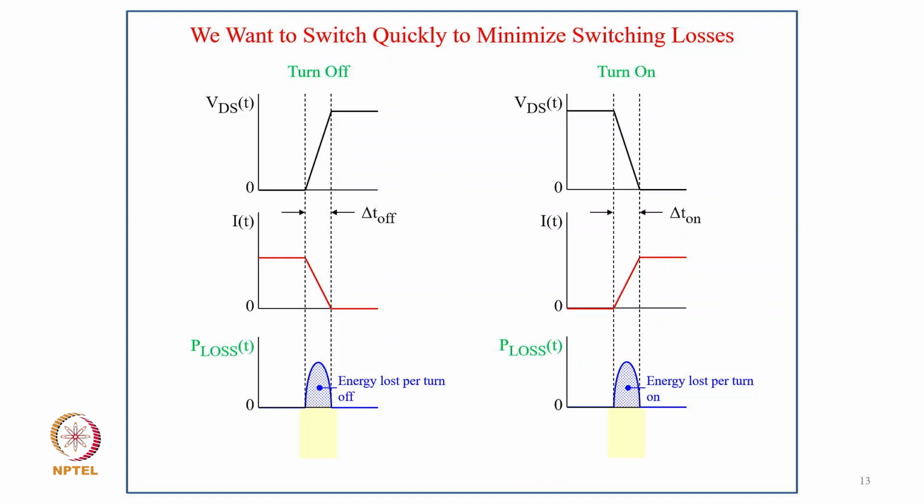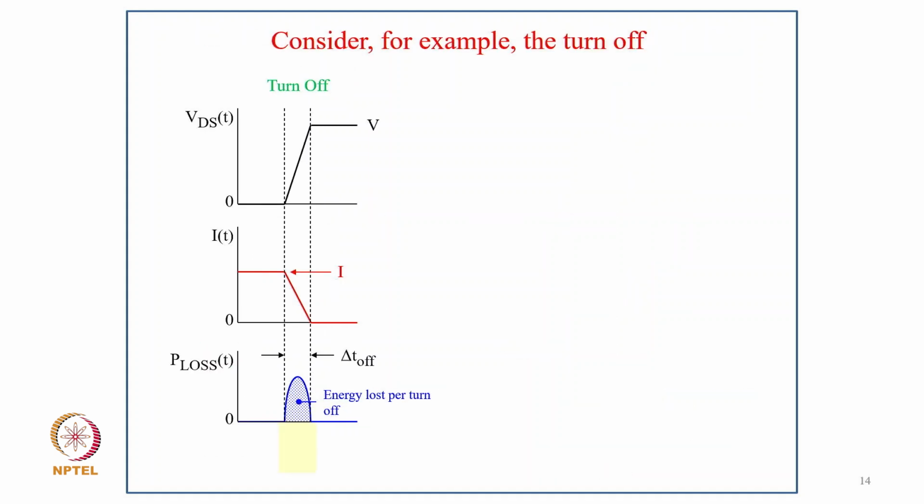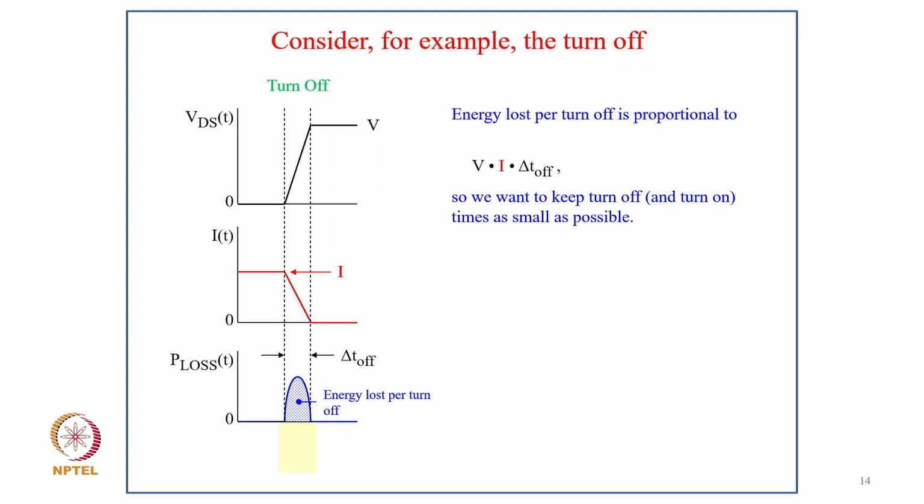However, if the turn on and turn off periods are shorter, these losses can be reduced. But these losses are substantial because the device passes through the amplification range during these two periods. So turn off and turn on times limit the frequency of operation, because they must be less than the period T, or 1 by T. Typically, consider, for example, the turn off period. As you can see, we already explained how the energy goes, and the energy lost during turn off is proportional to V into I into delta T F. So we want to keep the turn off and turn on times as small as possible to reduce these losses.